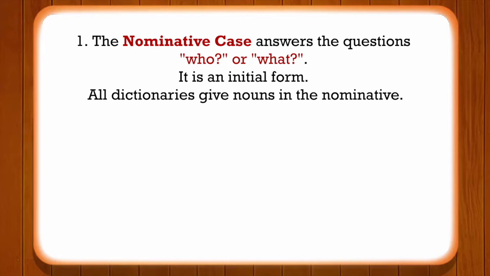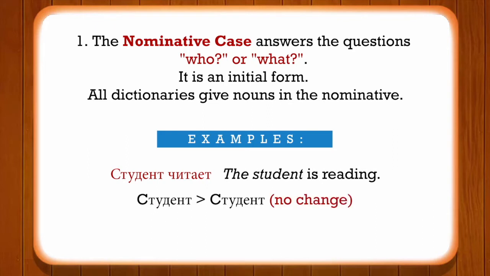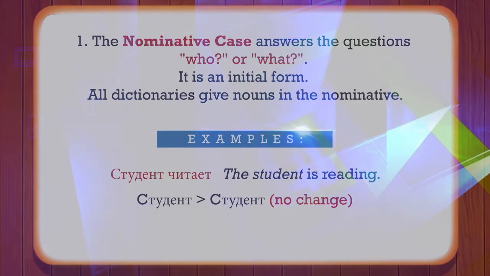Let's pay attention to these 2 examples we have. Студент читает. The student is reading. A student reads. Student remains the same. Likewise, in other cases you will find a similar pattern, but you will see how the rules of grammar apply. Now we will go ahead and pay attention to the second one.